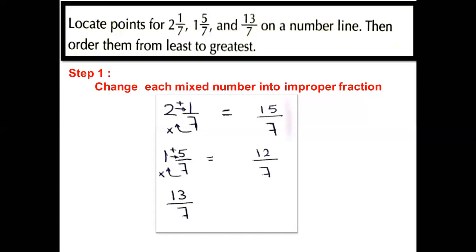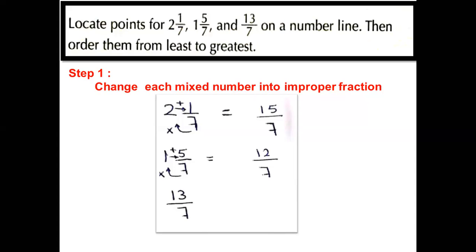Suppose that 2 and 1 over 7. What is the denominator? It's 7. I will multiply it by 2, then add it to the numerator. So 7 times 2 is 14, and 14 plus 1 becomes 15. The denominator stays the same, it will not change. The second one is 1 and 5 over 7. By the same procedure, I multiply the denominator by the whole number: 7 times 1 is 7, plus 5 becomes 12 over 7.